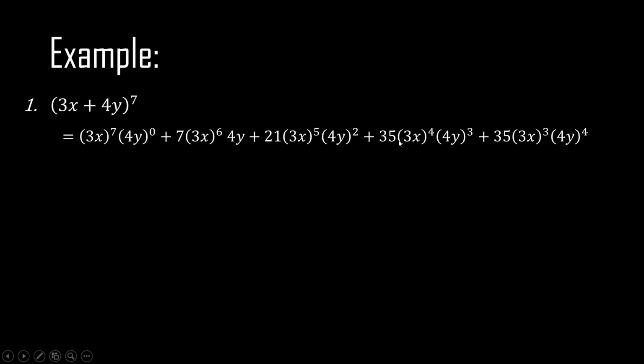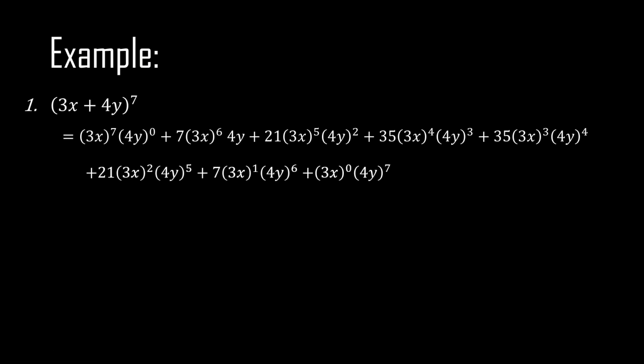So you're just going to repeat the process until you arrive at the last term, in which the exponent of the first term in this polynomial will be 0, and the second term of this polynomial will be raised to the original exponent of this polynomial.